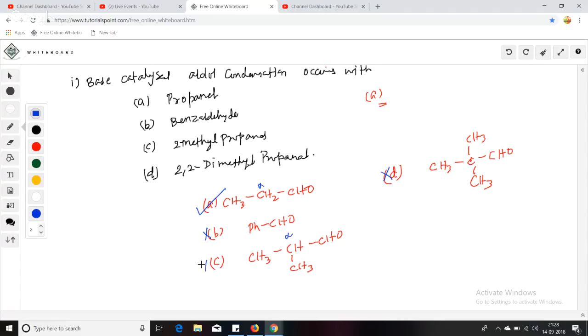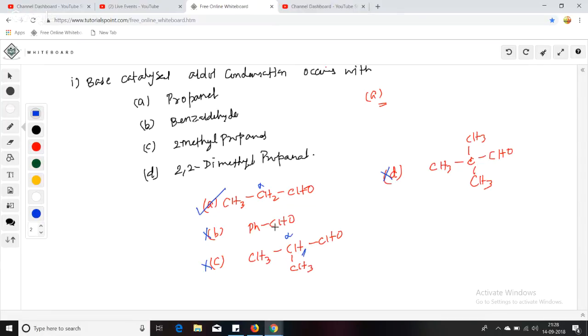Why does it not show? Because in this, condensation is not possible, as we have only one hydrogen present. Since only one hydrogen is present, condensation is not possible. It shows aldol addition reaction. For condensation we must have at least two alpha hydrogens. So basically this compound does not show aldol condensation. This forms aldol addition product. That is what aldol addition reaction is.